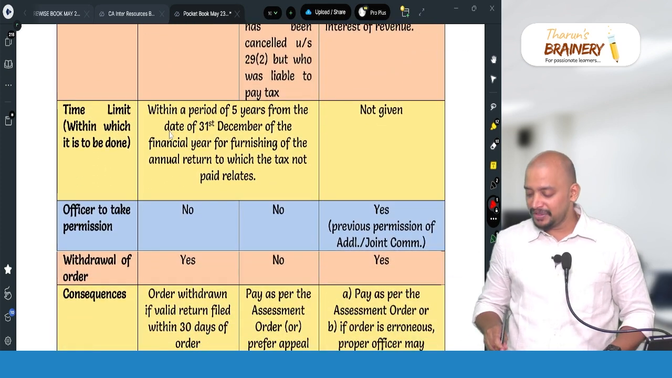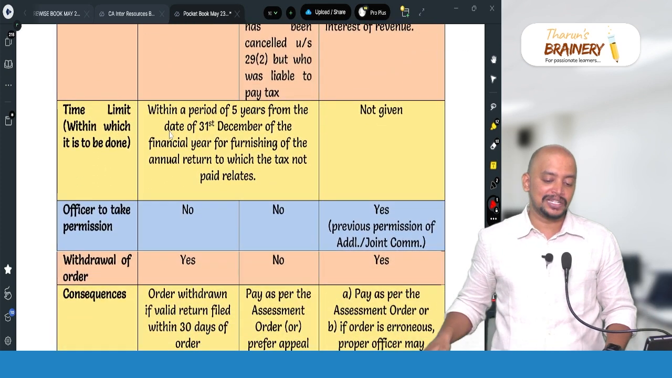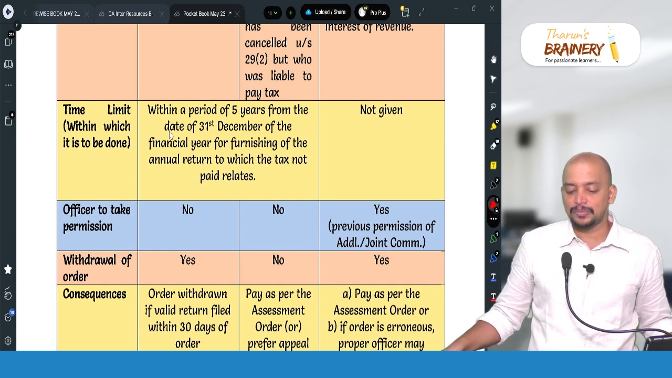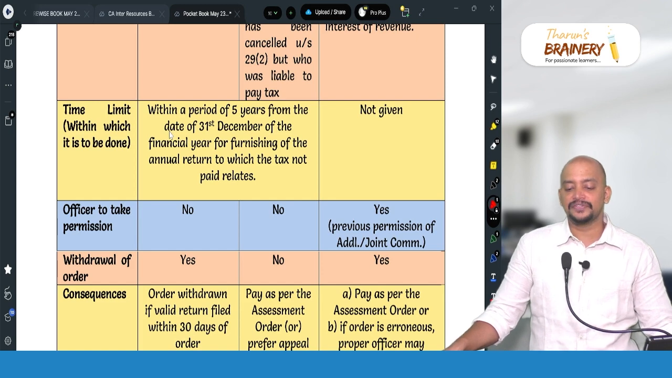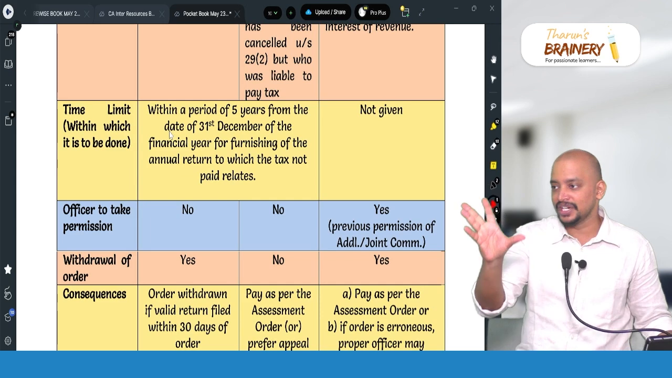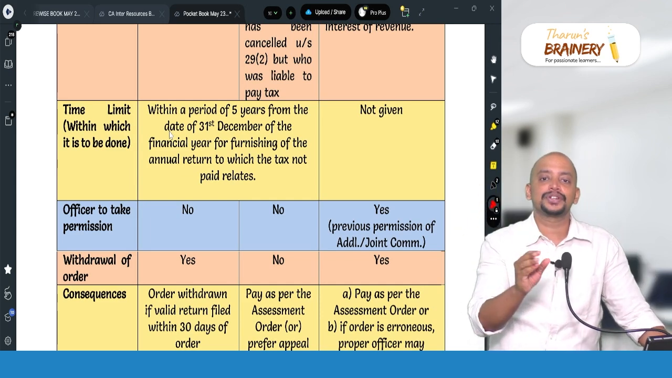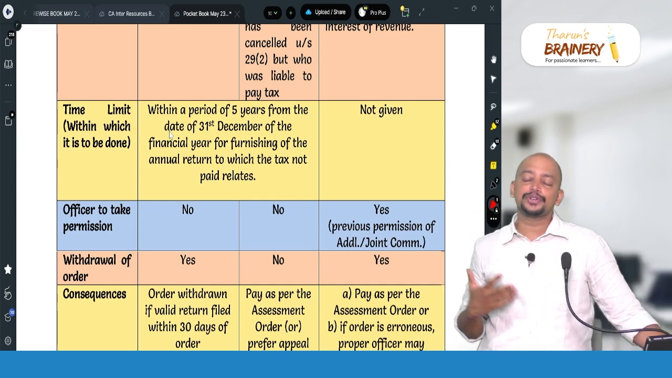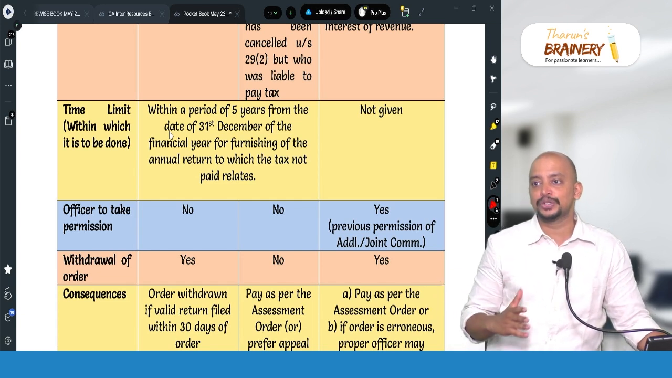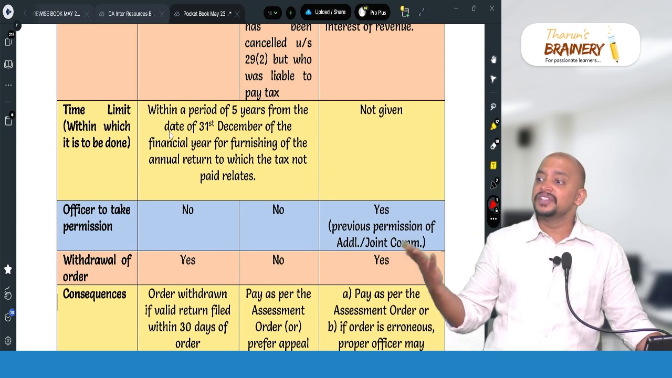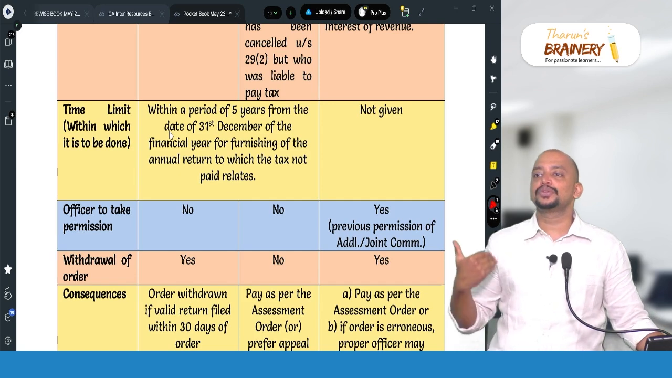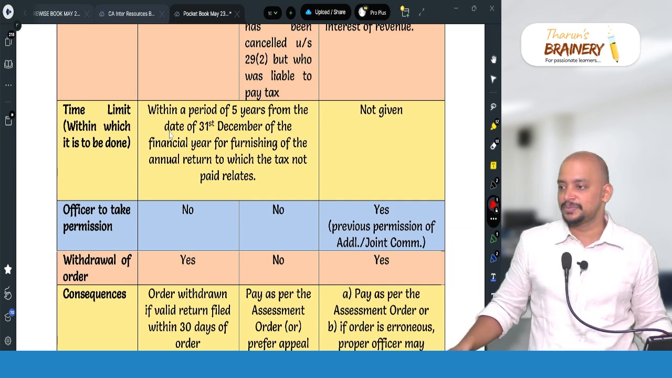And what is the time limit within which best judgment assessment should be completed? Within a period of 5 years from the date of 31st December of the financial year for furnishing of the annual return to which the tax not paid pertains, which means that financial year say 2022-23. For financial year 2022-23, what is the due date of furnishing annual return? 31st December 2023. So from there within 5 years, 24, 25, 26, 27, 28. By 31st December 2028, they need to complete the best judgment assessment order.